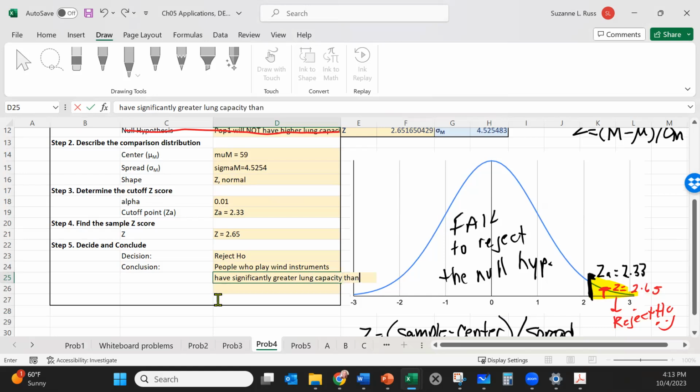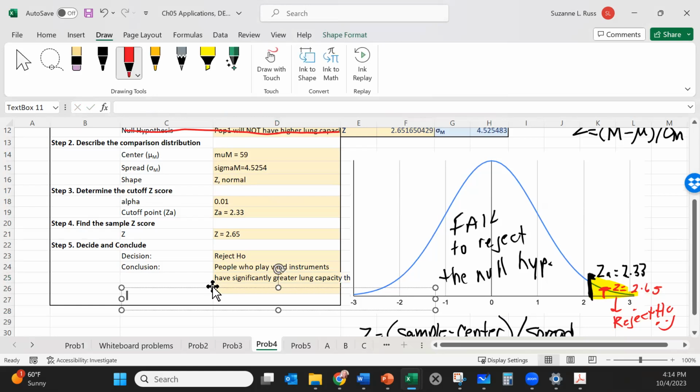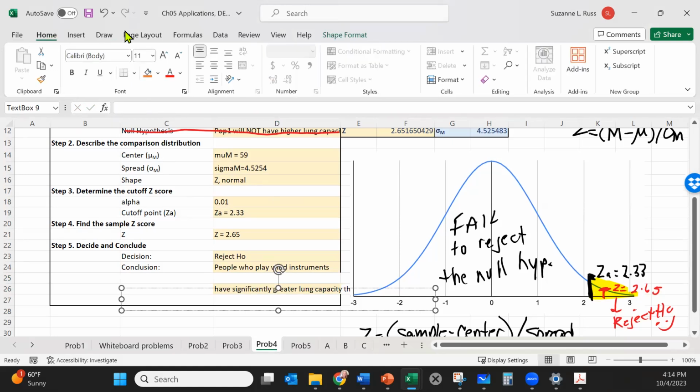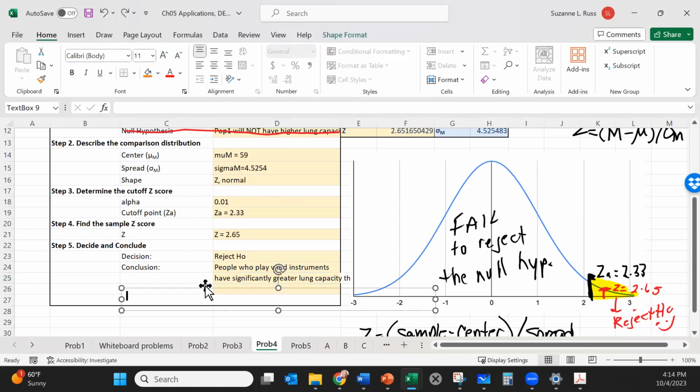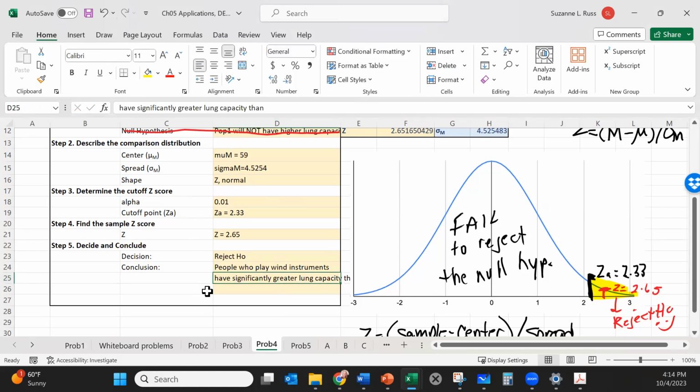than people in general is what I'm going to write in just a moment after I get rid of yet another box that I seem to have put in there. Then I'll write it down again here, people in general.